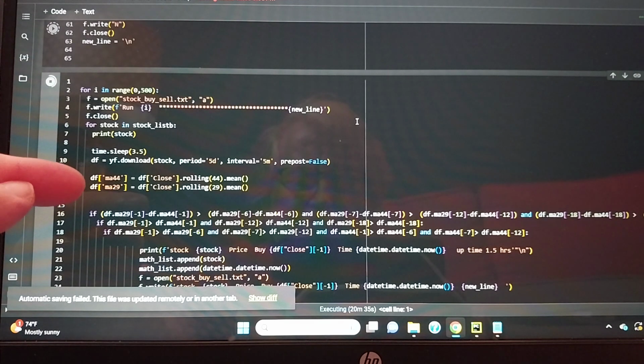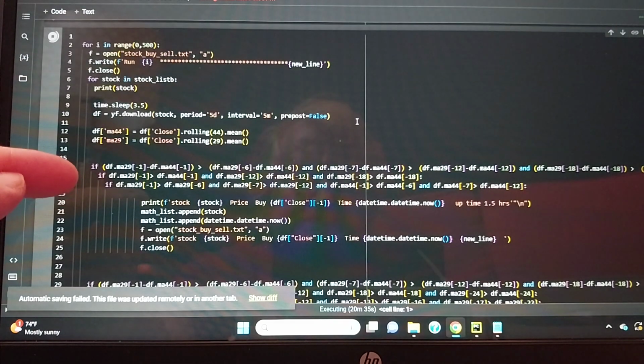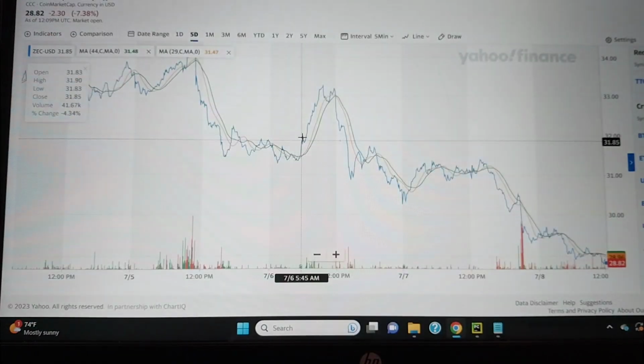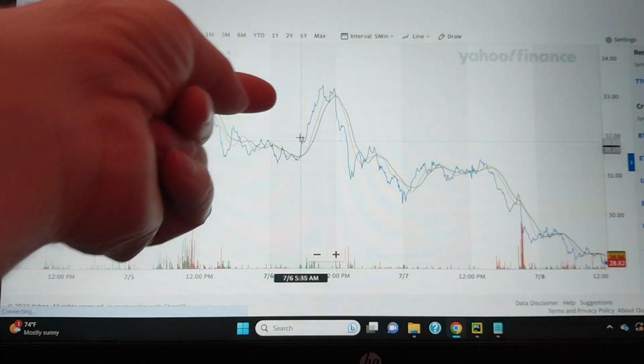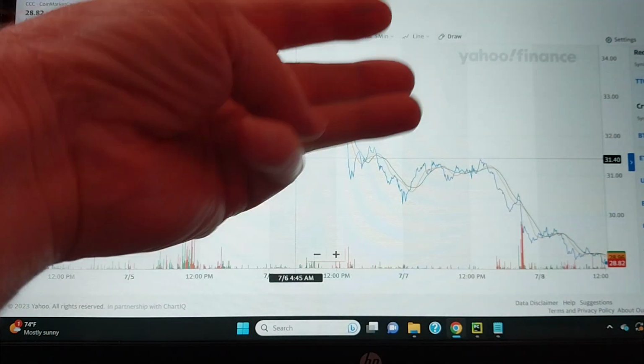And this is the moving averages, MA29 and MA44. And these are the comparisons that we're going to do. So let me explain these comparisons. Go here with the stock. So what it does is the first condition, there's three conditions.